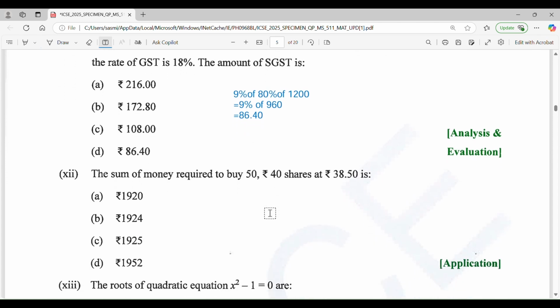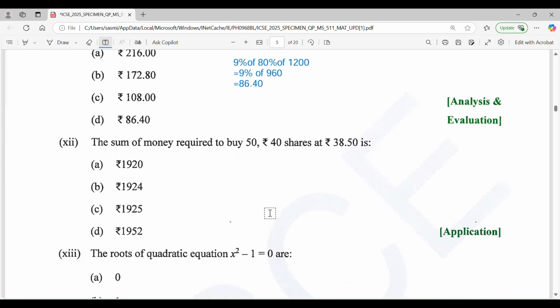The sum of money required to buy 50 shares of rupees 40 at rupees 38.50. This rupees 38.50 is the market value, MV. Required to buy 50 means the number of shares, N, equals 50. So N equals 50 and MV equals 38.50. You have to find the sum.